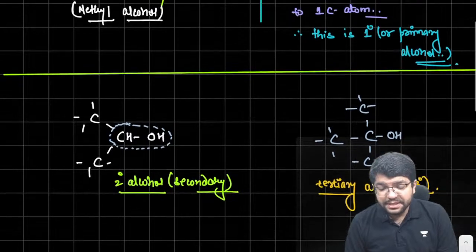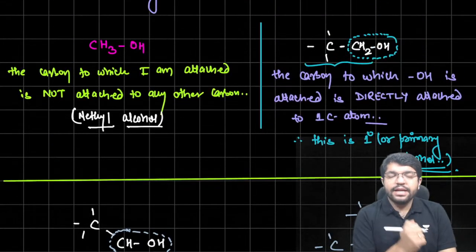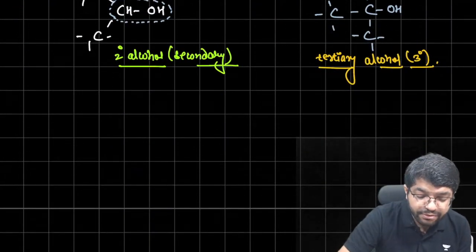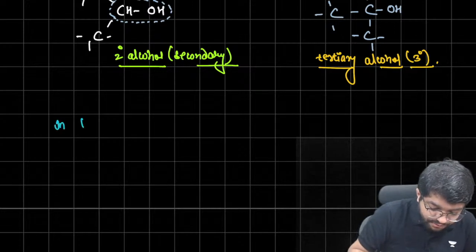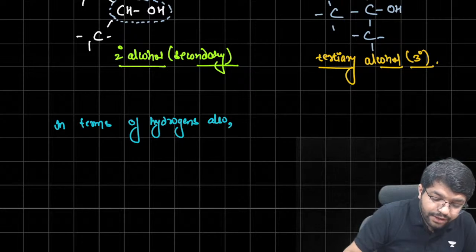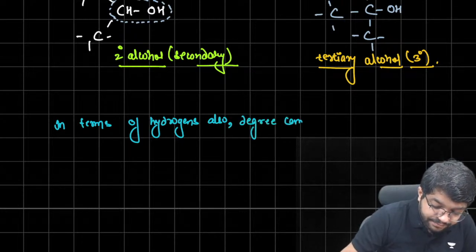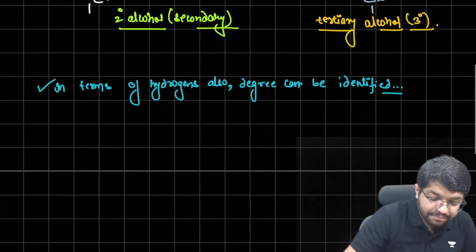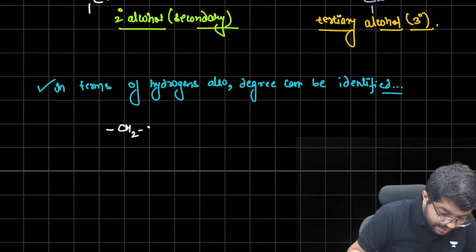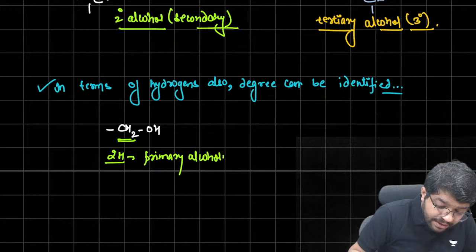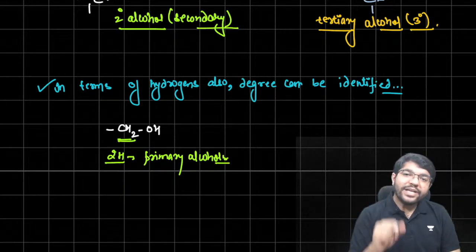Now quickly take a glimpse of these three: primary attached to 1, secondary attached to 2, tertiary attached to 3. Just a little example of it. In terms of hydrogen also, the degree can be identified. How do I do that, sir? For example, if it is CH2OH, it's two hydrogens, and two hydrogens means it's a primary alcohol. Two hydrogens where? Two hydrogens on the carbon to which OH is attached.